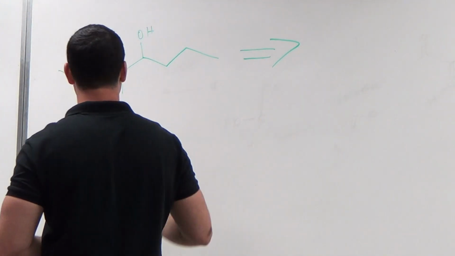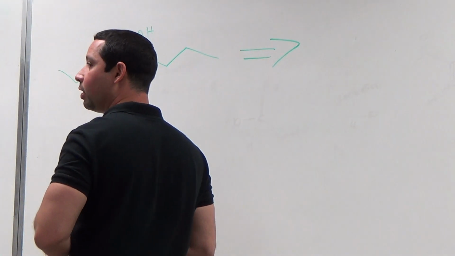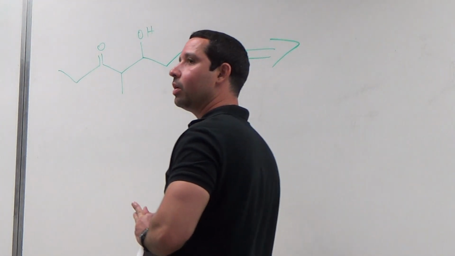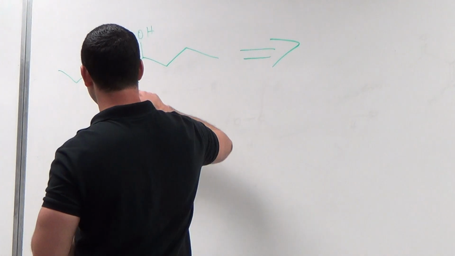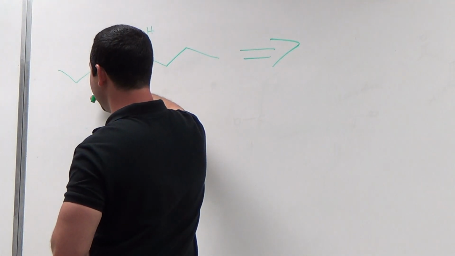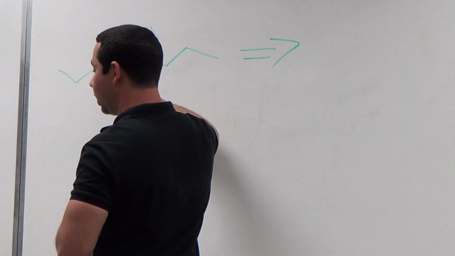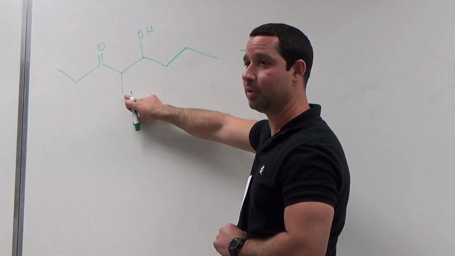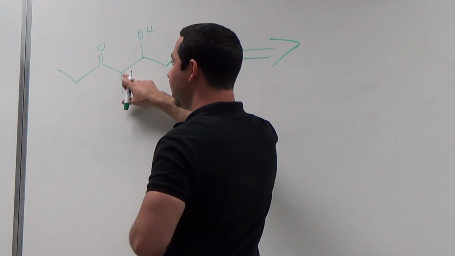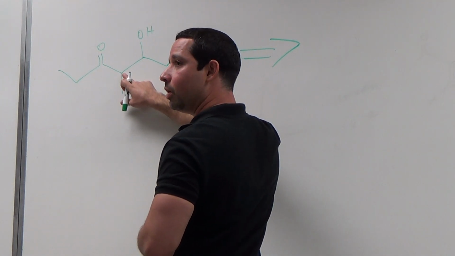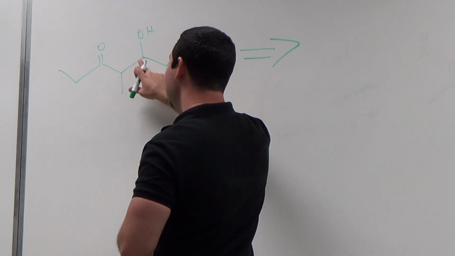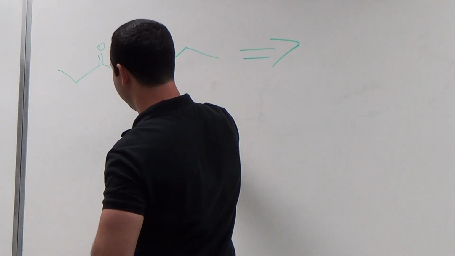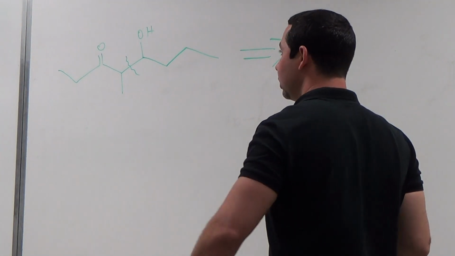So, where did this come from? Which one, where do I break this? By the alpha, beta. I break it between the alpha carbon of the carbonyl and the one that has the OH on it. No, you break it right at the alpha. So I will break this bond here, and I break that bond.